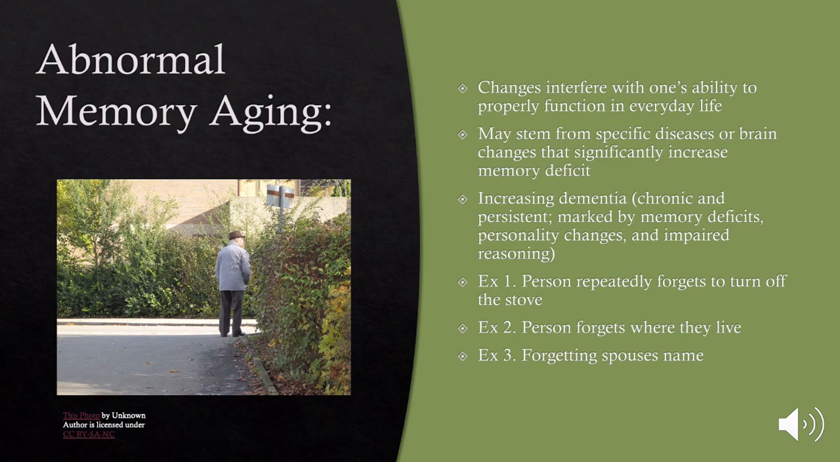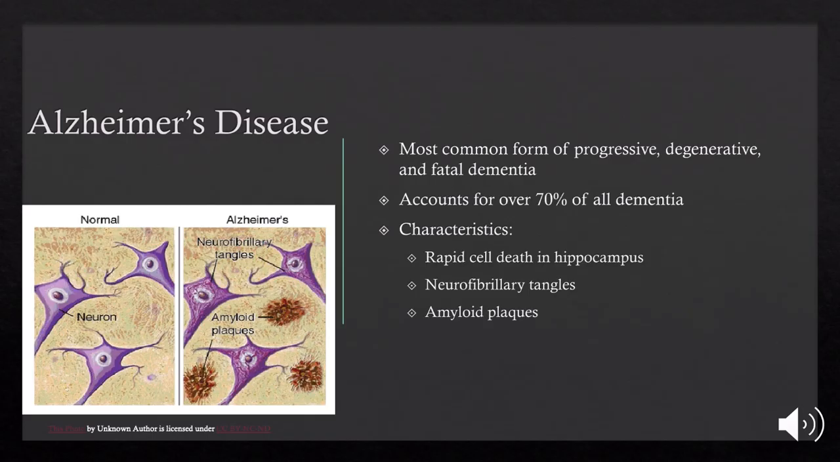For example, someone repeatedly forgetting to turn off the stove. This could result in a fire, which could be very, very bad. Or someone forgetting where they live when they go on a small walk, which could result in them being lost. Or maybe even forgetting one's spouse's name, someone that you interact with on a daily basis, and forgetting their name could prove to be a problem.